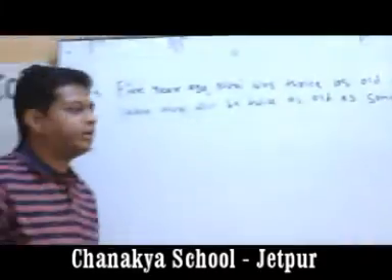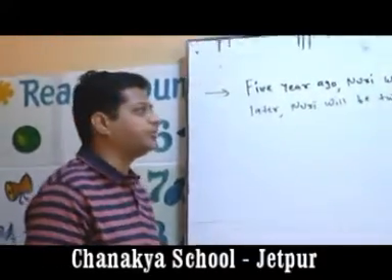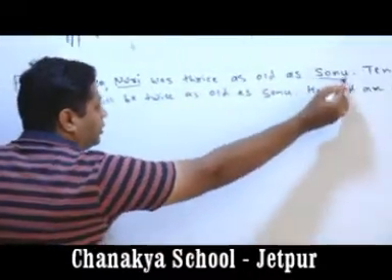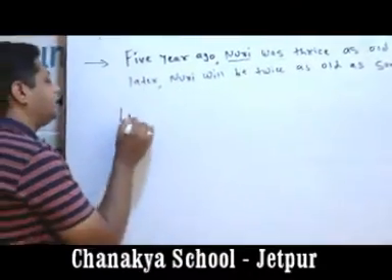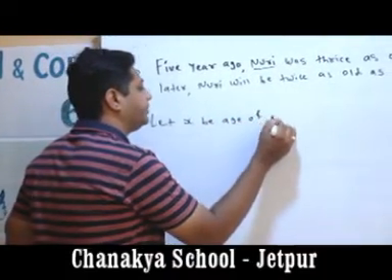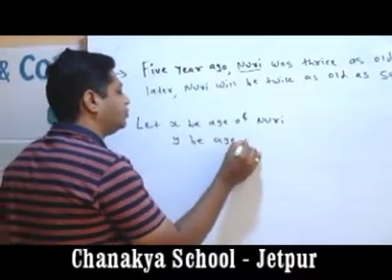Okay students, there are two candidates, Nuri and Sonu, and these questions are age related step problems. Now taking, let x be age of Nuri and y be age of Sonu.